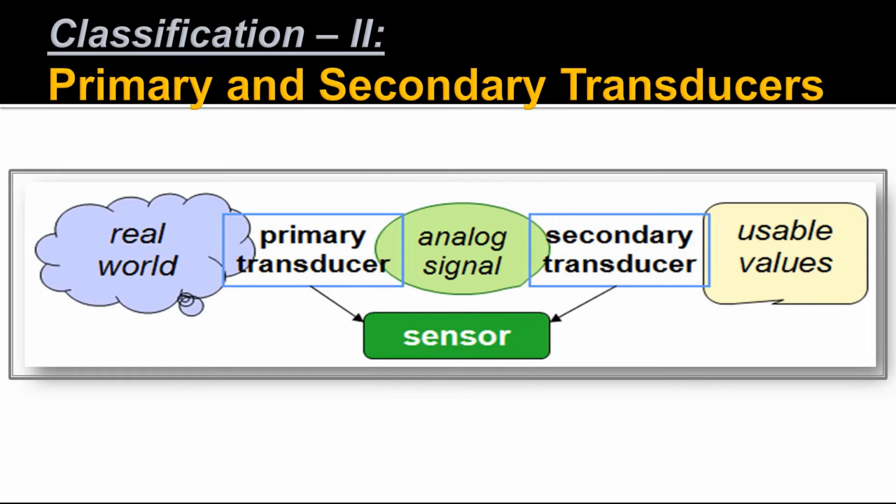The next classification is of primary and secondary transducers. Some transducers contain the mechanical as well as electrical device. The mechanical device converts the physical quantity to be measured into a mechanical signal. Such mechanical device is called the primary transducer because it deals with the physical quantity to be measured. The electrical device then converts this mechanical signal into a corresponding electrical signal. Such electrical device is known as secondary transducer.